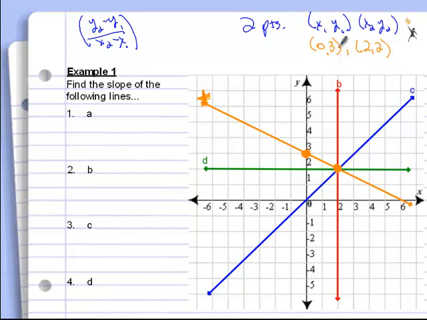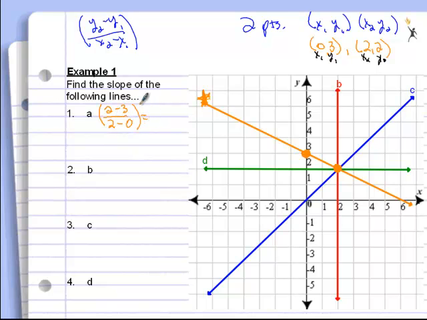Now, using those 2 points, I'm going to first label them x1, y1, x2, y2. That's going to help me so that when I plug them into my formula, I plug it in correctly. Well, for letter A, I need y2 minus y1. y2 is 2 minus y1, which is 3. You should be following along. I'm going to divide that by x2, which is 2, minus x1, which is 0, and so I've got 2 minus 0.